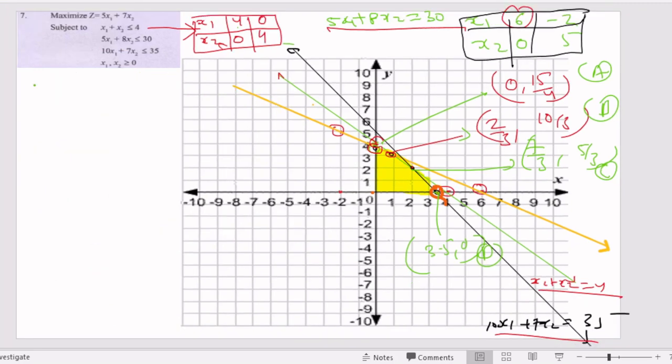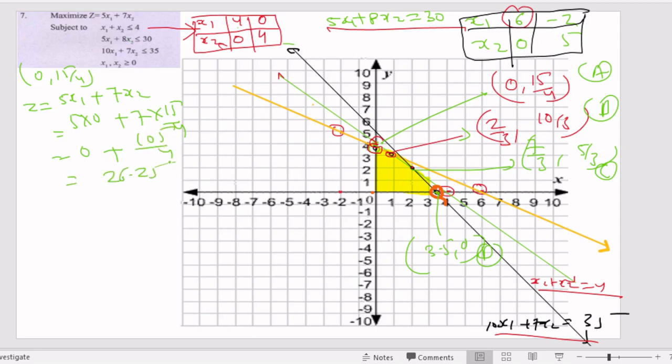The first point is 0 comma 15 by 4. So your solution is z equal to 5x1 plus 7x2, right? Substitute 0 comma 15 by 4. So 5 into 0, 7 into 15 by 4. So 0, 15 sevens are how much? 15 sevens are 105 divided by 4, which will be approximately 26.25. So at this point, the value of the solution is 26.25. Let's see at the second point.